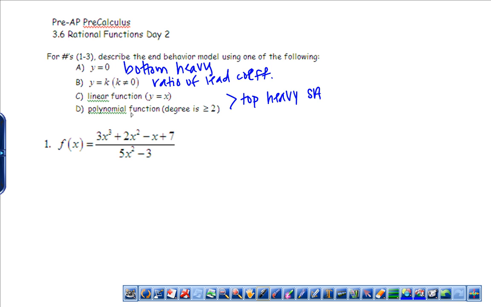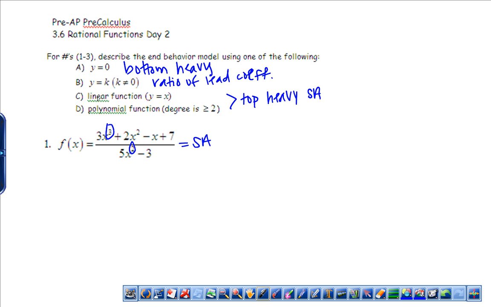And then on D, you have a polynomial function. So your degree is greater than 2. And we did graph one where you had a parabola. Okay, so all of these talk about your end behavior. So what I'm looking at is your exponents. And of course you have a top heavy here. So you're going to have a slant asymptote. Okay, so that narrows it down to either C or D.